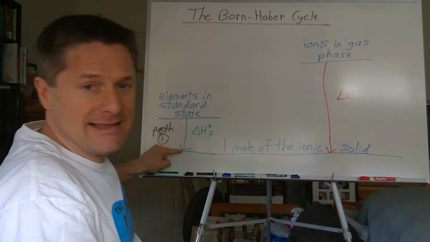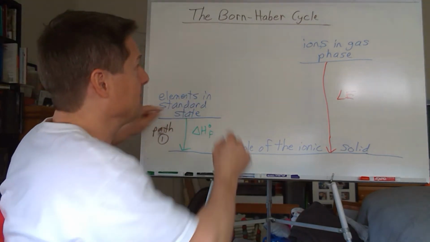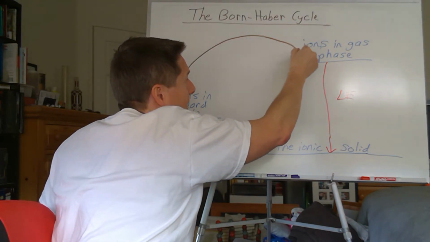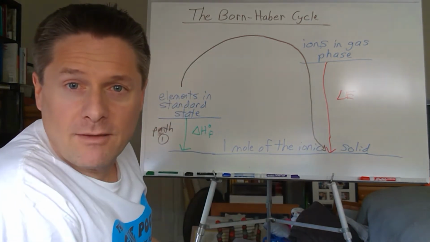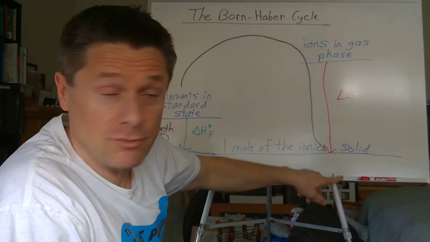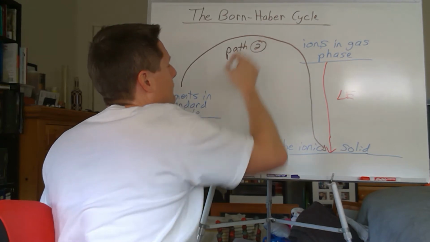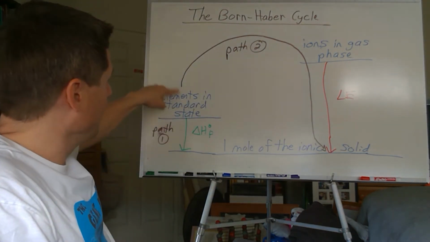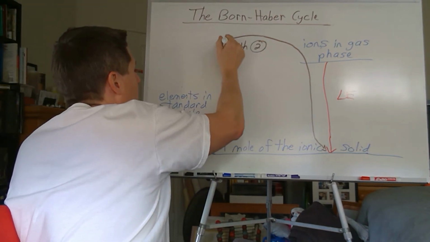So instead of taking the easy path, let's take the harder path and say, well, could you take the elements in the standard states, convert them to the ions in the gas phase, and then go all the way down? That's a lot harder path, but isn't that true though, right? So let's call this path 2. From Hess's law, shouldn't path 1 equal path 2? If this is truly a state function, let's go like this.